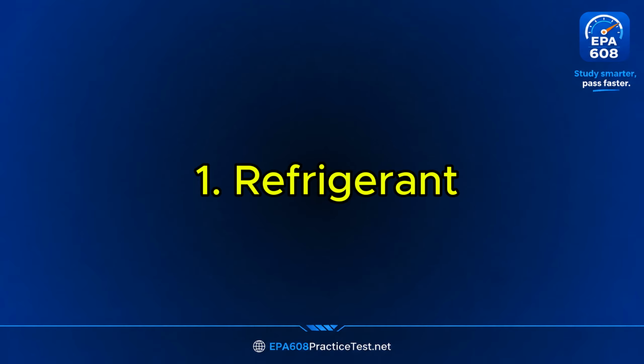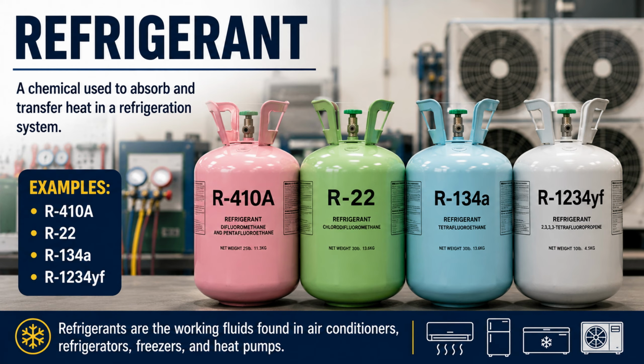1. Refrigerant. Refrigerant is the chemical used to move heat. Its job is to absorb heat and carry it through the system. Without refrigerant, there is no cooling. It's found in air conditioners, refrigerators, freezers, and heat pumps.